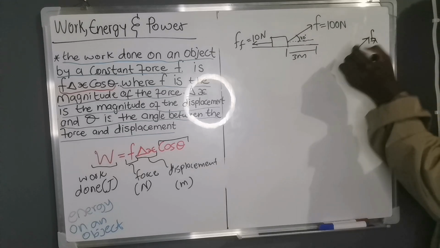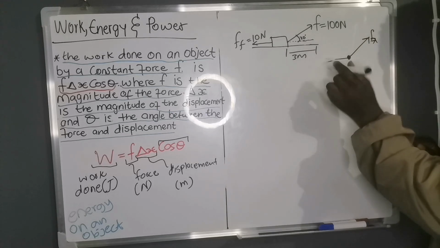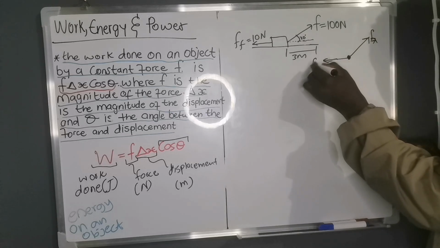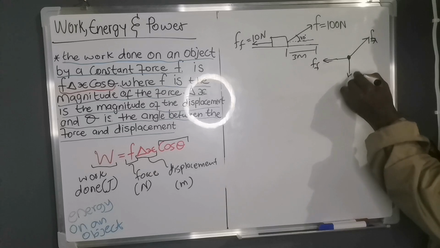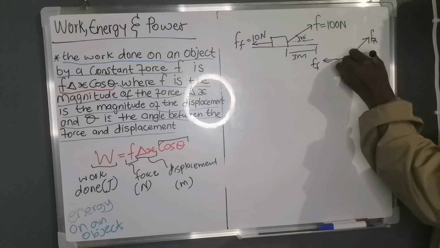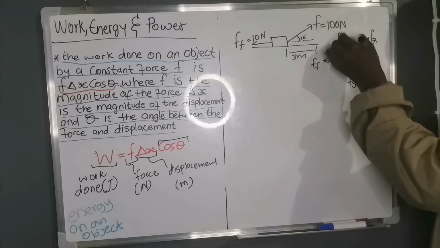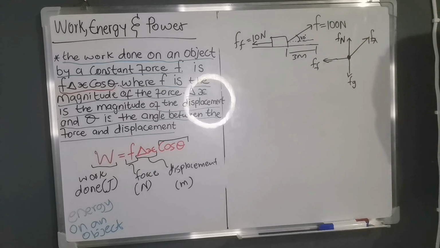Force applied, frictional force, Fg, the weight, and my normal force. Now let us find the work done by all the forces acting on this object.